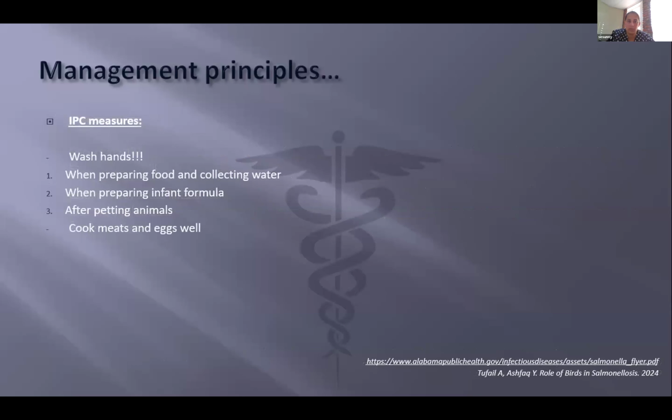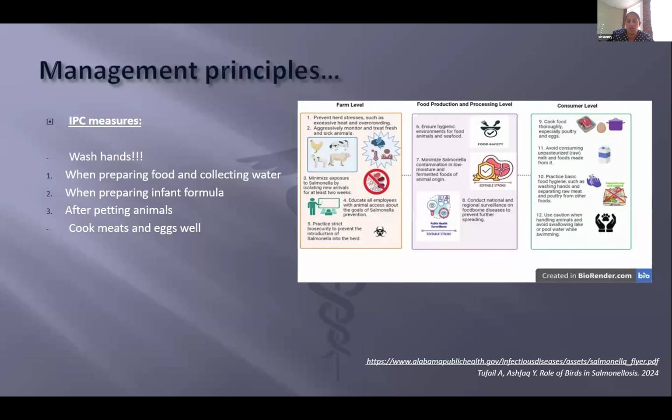And then lastly, when it comes to IPC measures, obviously wash your hands properly, especially when preparing food and collecting water, when preparing infant formula, after petting animals, and cook meats and eggs well. This is what we can do as humans from our point of view. But remember, looking at the One Health approach, there are a lot of other things we need to take into consideration: at farm level, animal level, food production and processing level, and consumer level, which is where we come in. So infection prevention control for NTS targets a lot more than what we can do from a personal point of view.